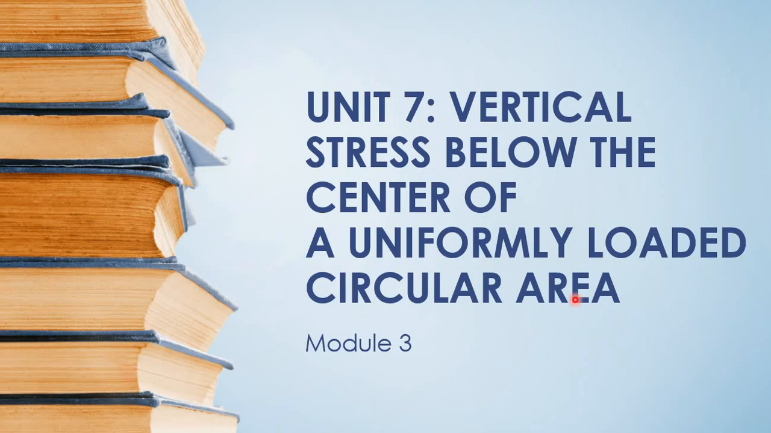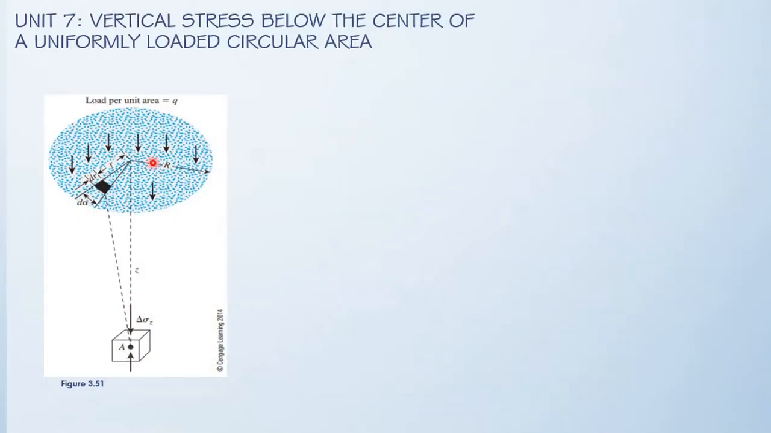Pleasant day to everyone. This time we will now consider Unit 7, which is the vertical stress below the center of a uniformly loaded circular area. Let us take a look into this figure.